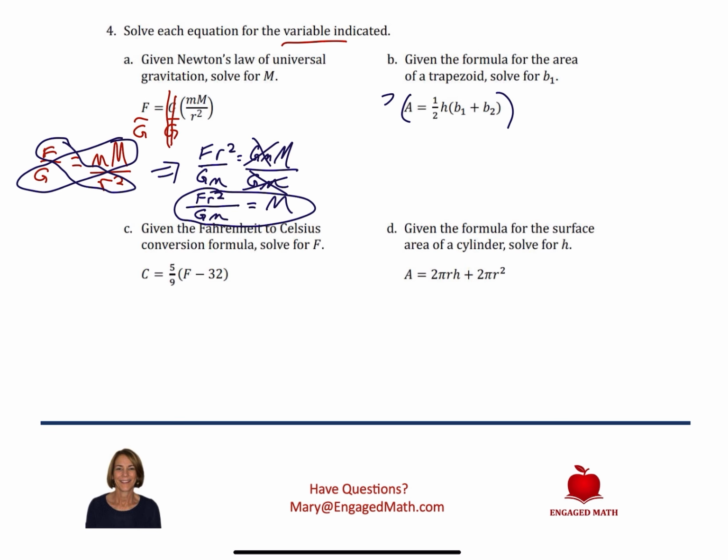So I think the easiest way to start this one is to multiply through by 2. So we have 2a equals, when this 2 multiplies through and distributes to that 1/2, we simply get 1. So I'm not even going to write it. I'm just going to write h. So we have h times (b1 plus b2).